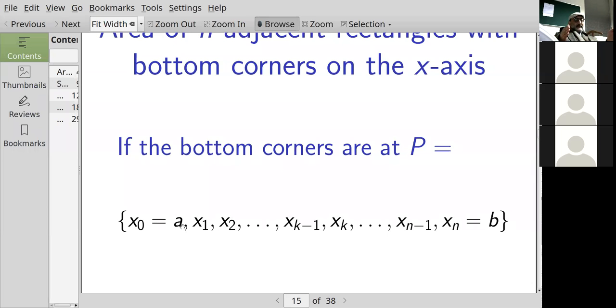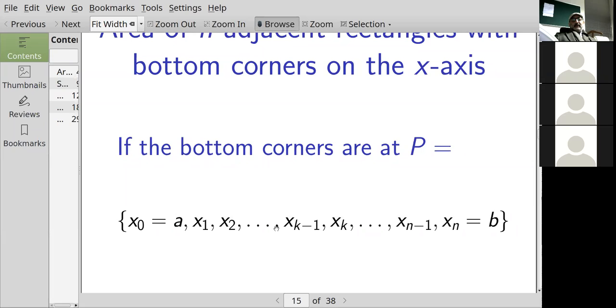So if I take the interval from a to b, and I chop it up into n subintervals, these xi label the points, and the distance between xk minus 1 and xk is the width of the kth rectangle.